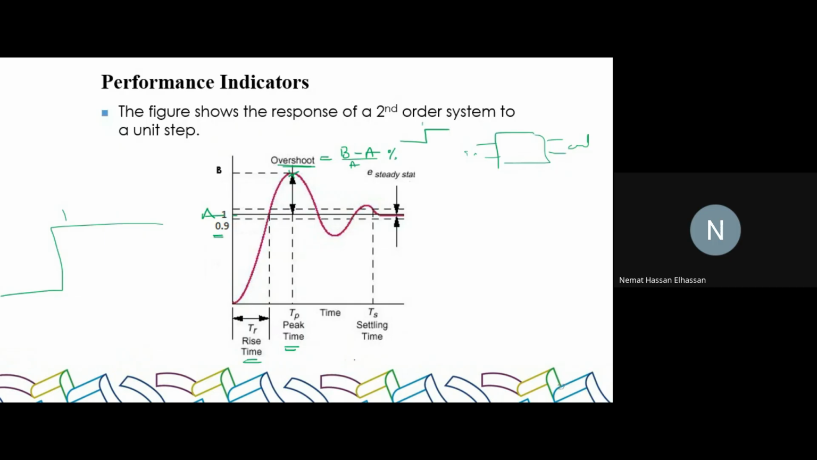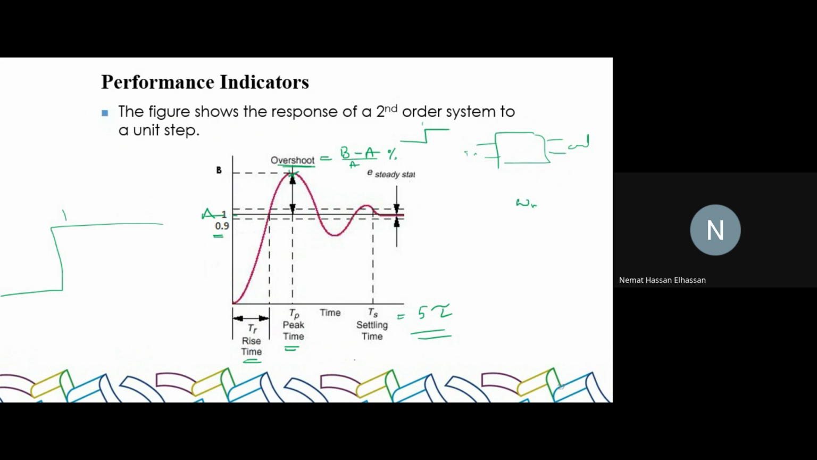Peak time, at which given point of time am I reaching that overshoot? So when am I expecting my system to be overloaded with power? Make sense? And finally, we have the settling time, and we already established that settling time is 5 tau, and we can get it from the equation. So far I've given you a list of performance indicators.